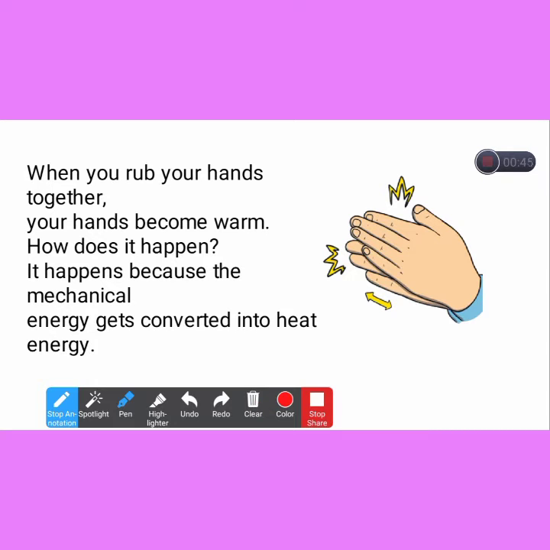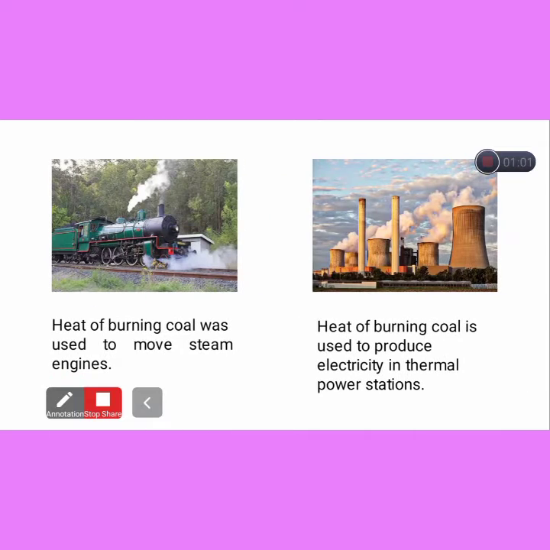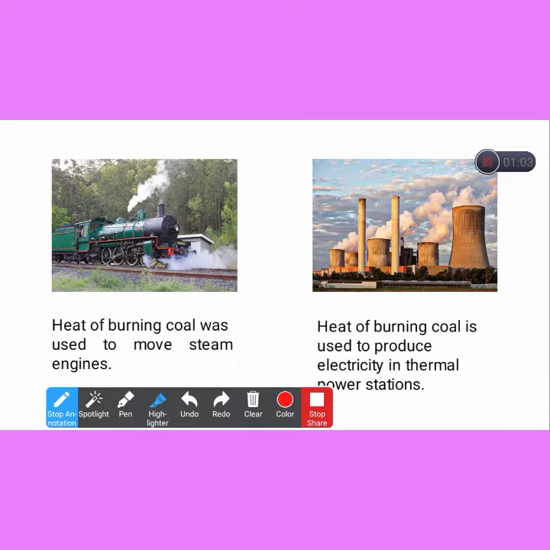Now, when you rub your hands together, they become warm. How does it happen? Because mechanical energy gets converted into heat energy. Uses of heat. Heat of burning coal was used to move steam engines. Burning coal is used to produce electricity in thermal power stations.